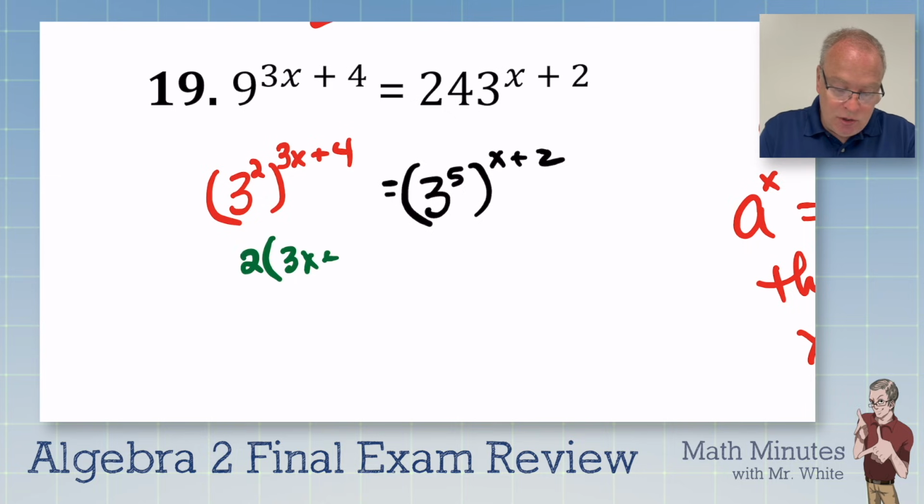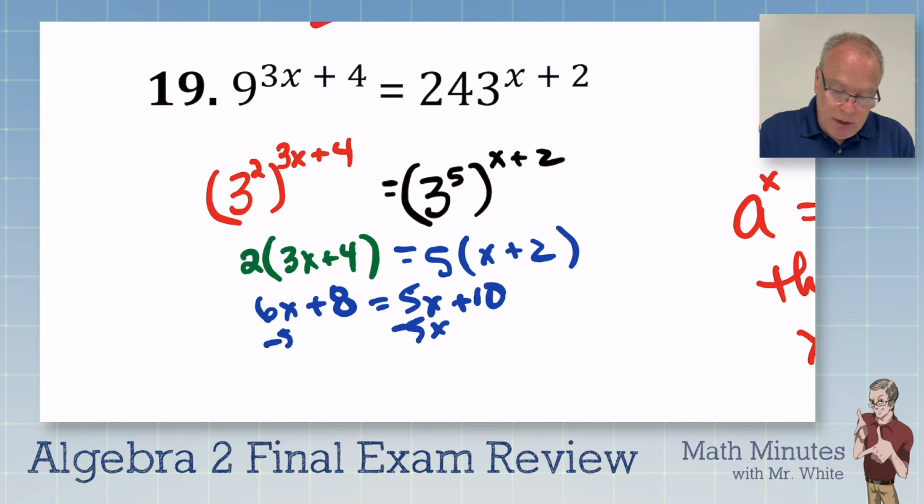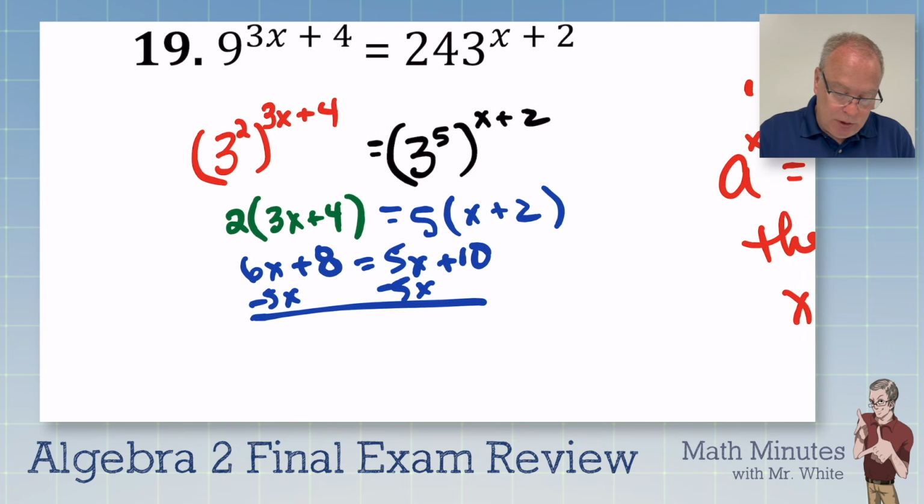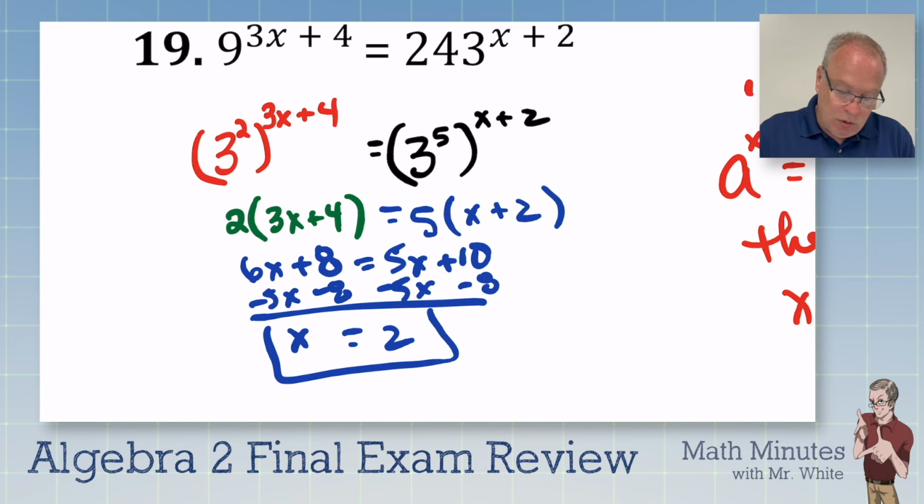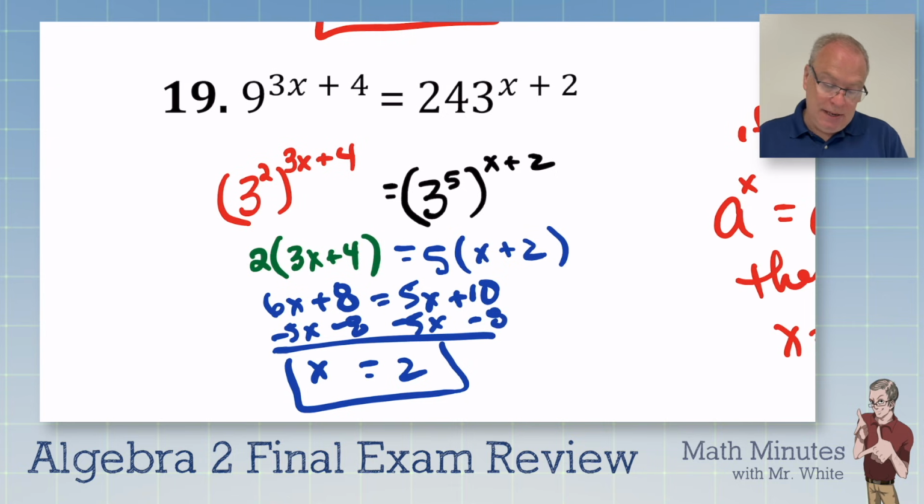We now have 2 times the quantity, 3x plus 4. Now, why am I writing 2 times the quantity? It's because when you have a power of a power, you multiply. So we get 5 times the quantity, x plus 2. So this would be 6x plus 8 equals 5x plus 10. I'm going to move quickly now because this is all super simple for you, right? I'm going to subtract 8, and while I'm at it, I get x equals 2. And you want to go ahead and plug that in up above, and you'll see indeed that it does work.